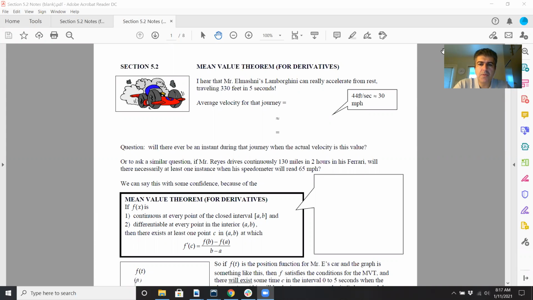Hey there, welcome to a video discussing the first two pages of section 5.2 on the mean value theorem for derivatives. So we'll start with an example.